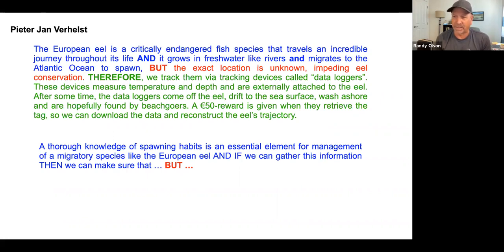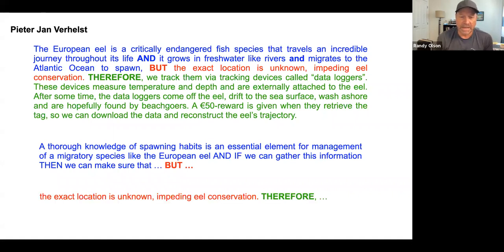You had us in happy land. Oh my God, this is great. And then, but here's the bad news. The exact location is unknown, and that's impeding eel conservation. We can't work strategically if we don't know where this thing is, something like that. So you drop the bomb in the red material, and then you move onward to: exact location unknown, impeding eel conservation. Therefore, and now you tell us the actions, and you've got it there.